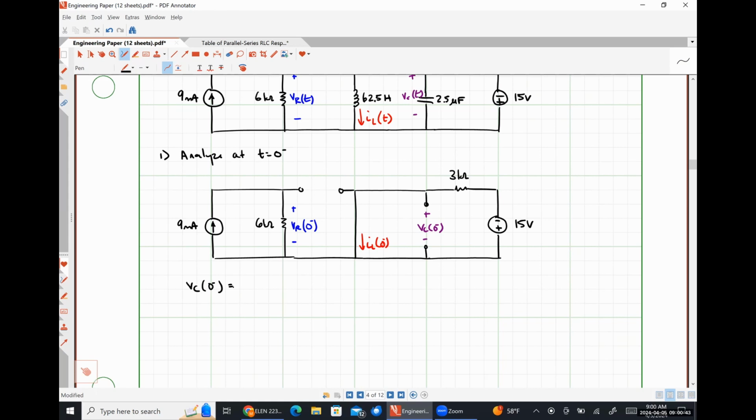I disagree. 0, because the capacitor is in parallel with the inductor, and the inductor looks like a short circuit. Yeah, VC is 0 volts. Now let's do VR. 54, right? 9 times 6 is 54.